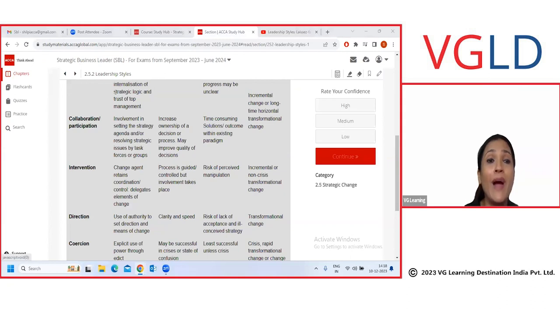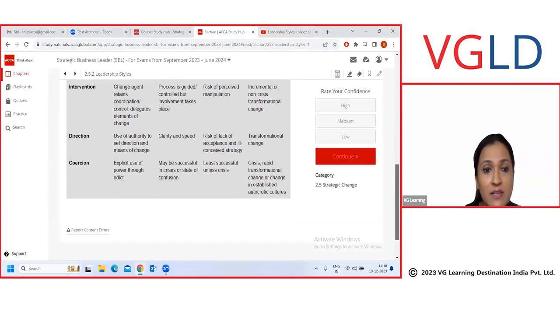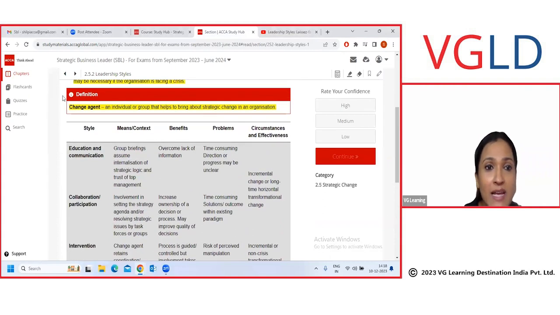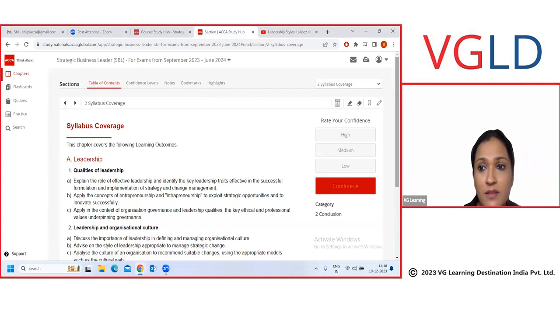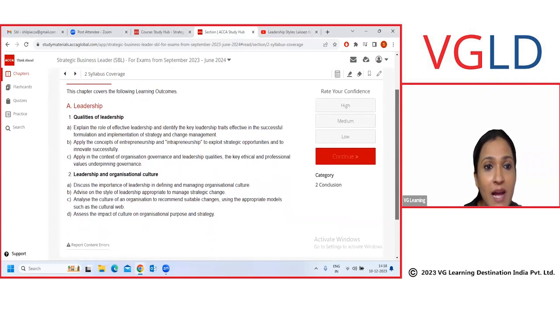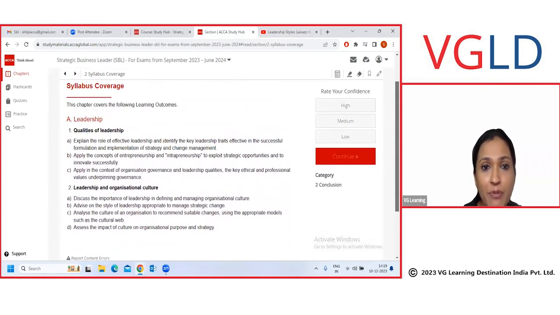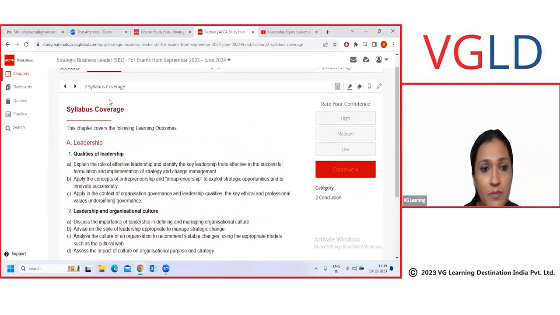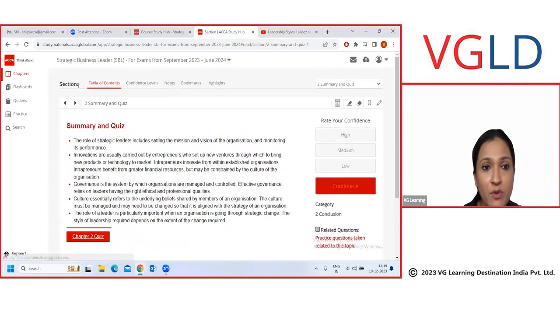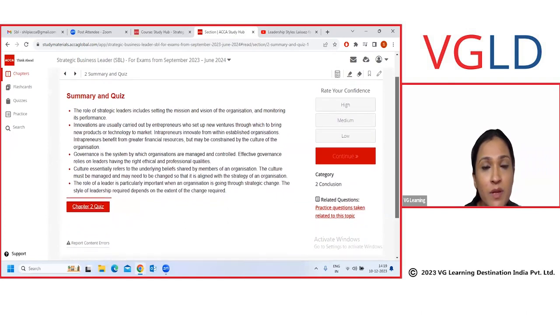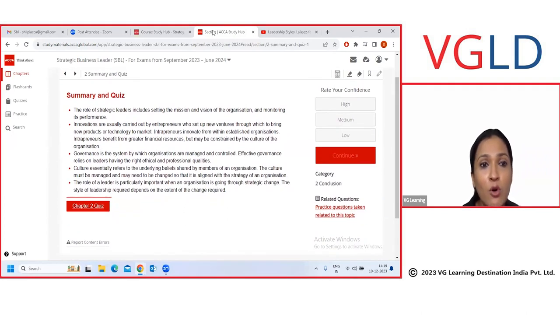Okay, so were you able to identify these different leadership styles? Any doubts, guys? Anything you want to ask? Because we've finished off this chapter, I'm going to open up the quiz for you now. Any doubts? Quickly go through the summary.